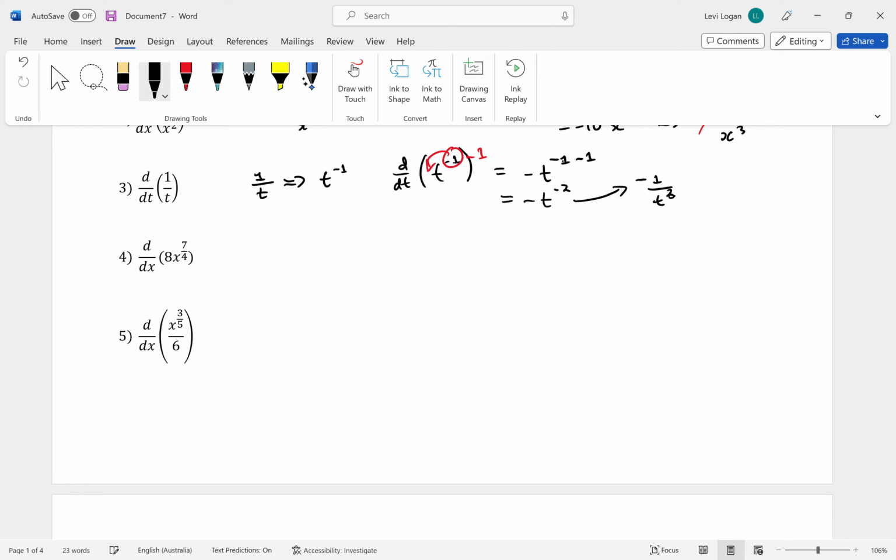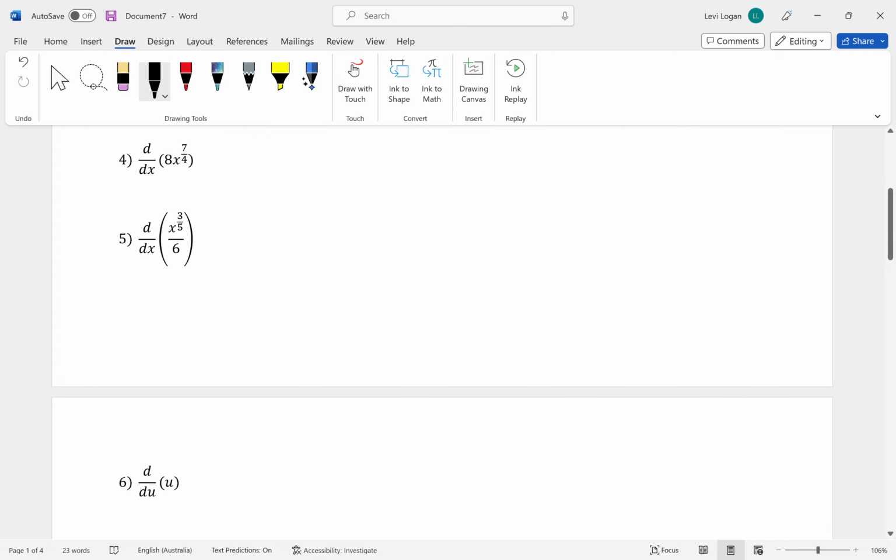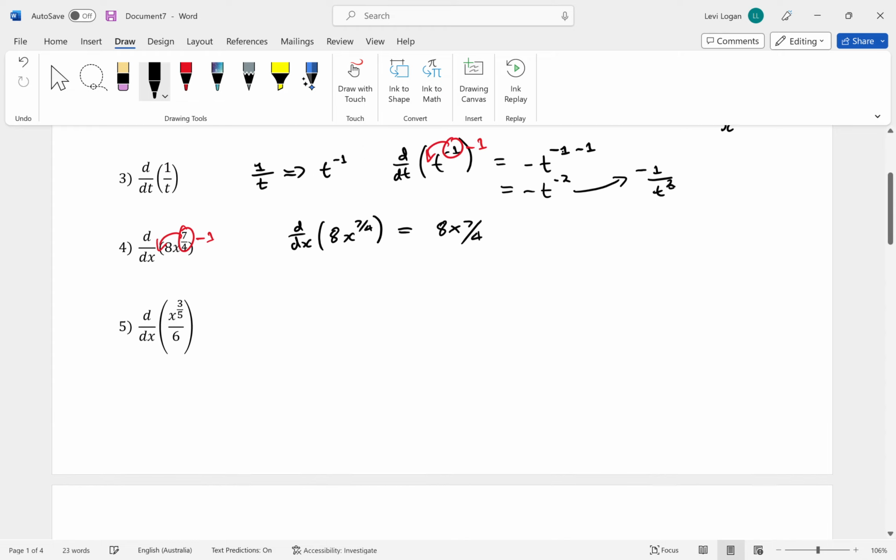Okay? Cool. Alright, feel free to have a go at question number 4 if you're feeling confident. After all, I'll just be showing you how to do them. Alright, so question 4, same rule as before. Going to bring this down the front and subtract 1 up here. So if we go derivative of x of 8x to the 7 over 4, that is 8 multiplied by 7 over 4 multiplied by x to the 7 over 4 minus 1.